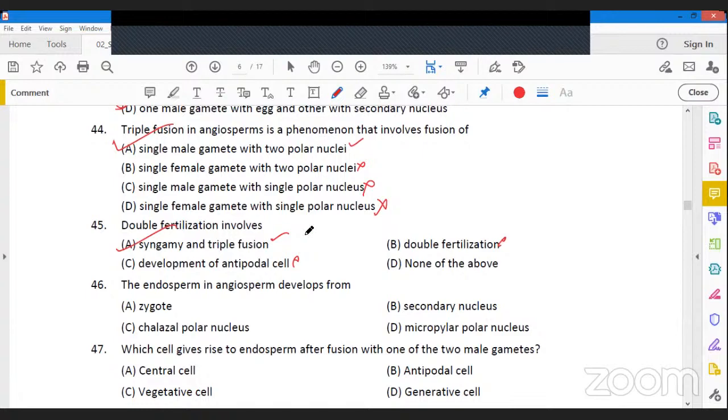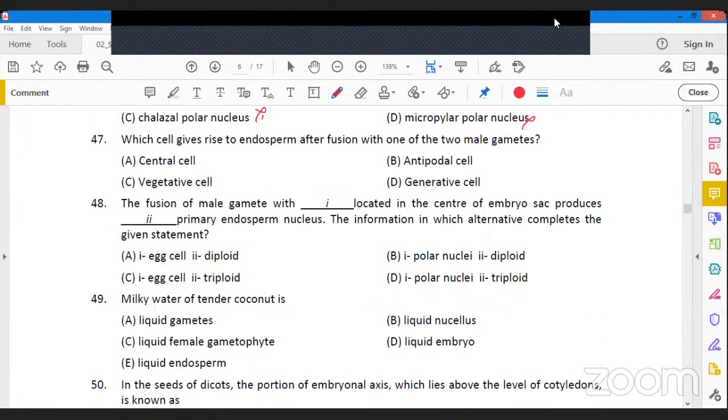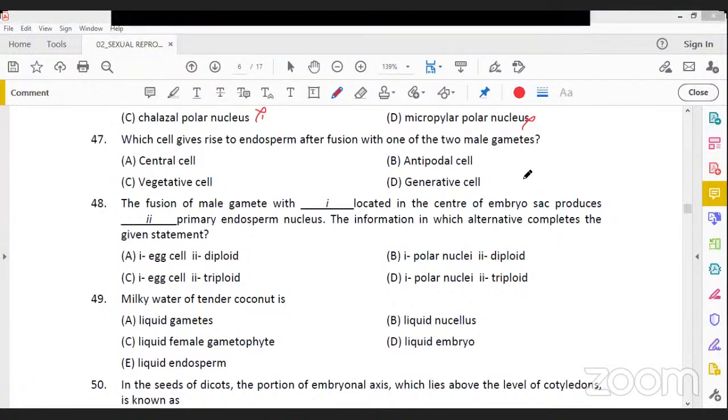Then 46. The endosperm in angiosperm develops from... So see, zygote, wrong. Secondary nucleus, yes, because the secondary nucleus is found in the central cell. Chalazal polar nuclei, wrong. Micropylar polar nuclei, wrong. So the correct answer is secondary nucleus. Okay, secondary nucleus. Then 47th: which cell gives rise to the endosperm after the fusion with one of the two male gametes?